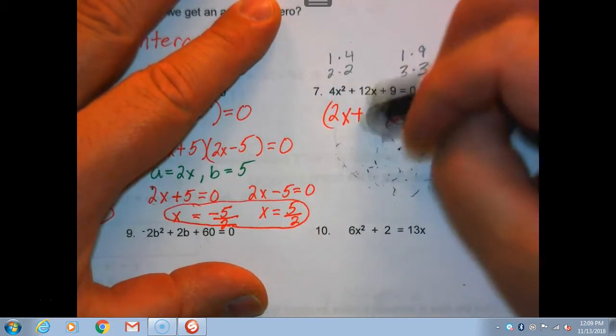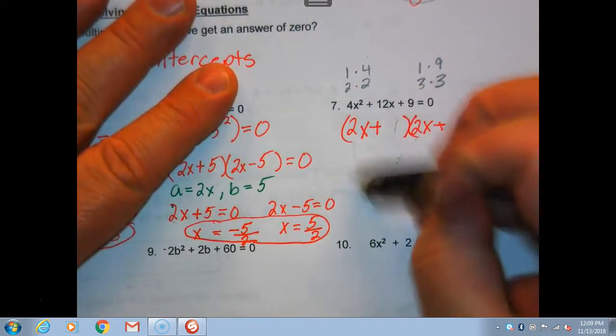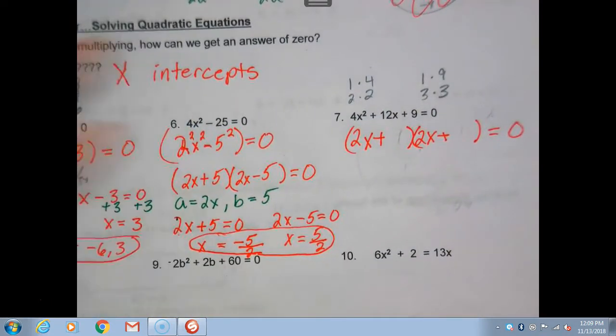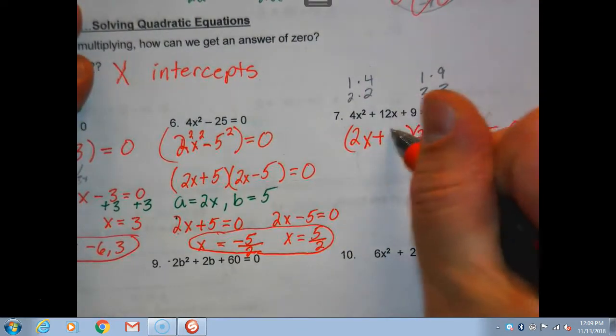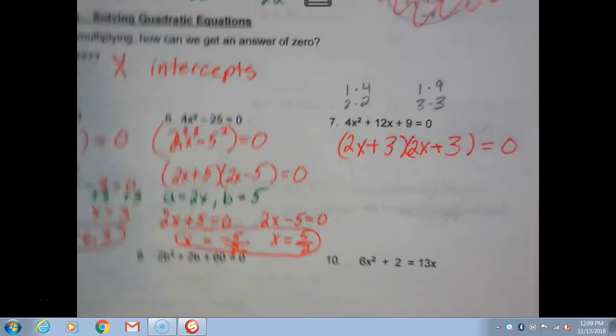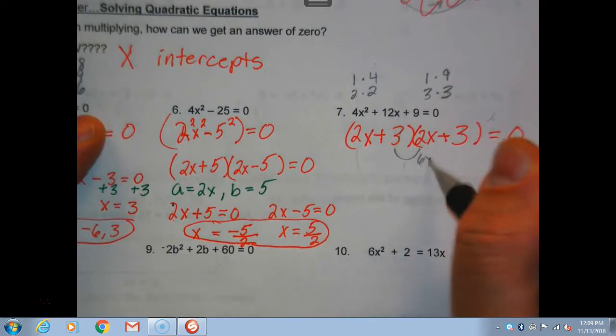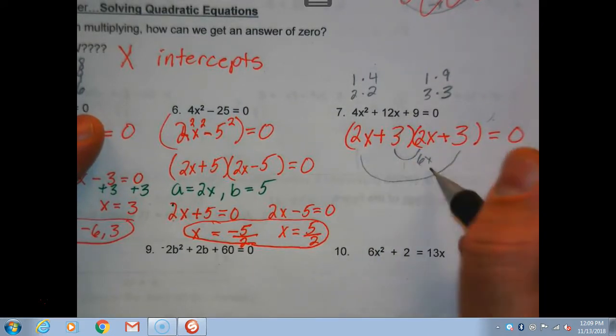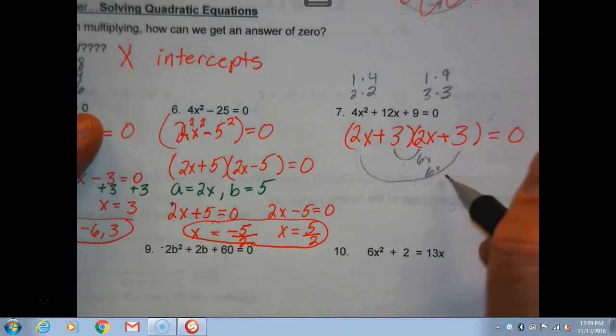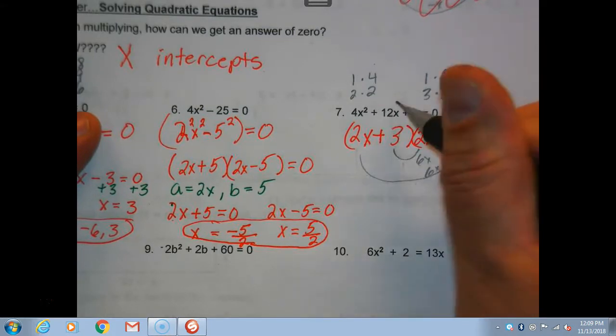1 and 9? How about 3 and 3? Which goes first, the 3 or the 3? Okay, 3 times 2x is 6x. 2x times 3 is 6x. 6x plus 6x is 12x. And it checks.